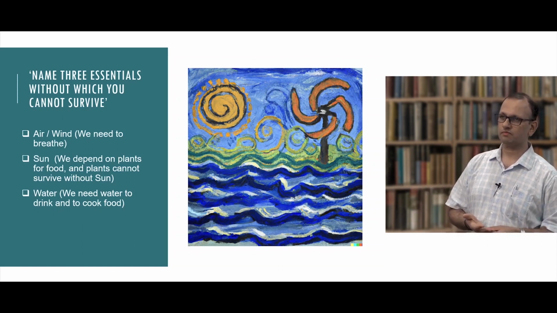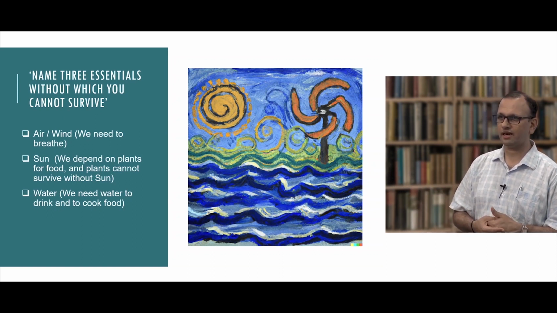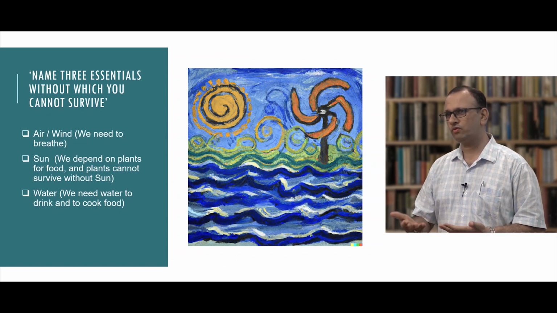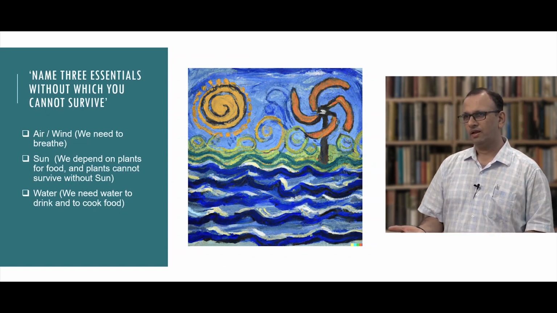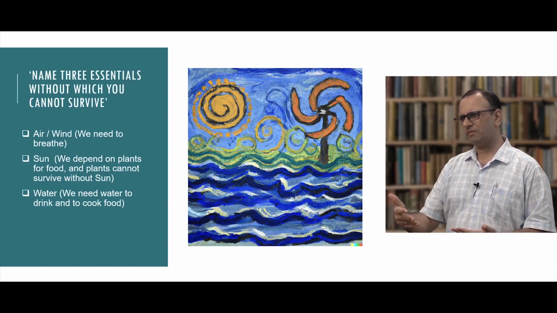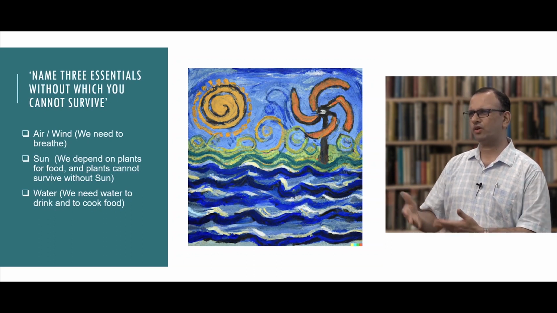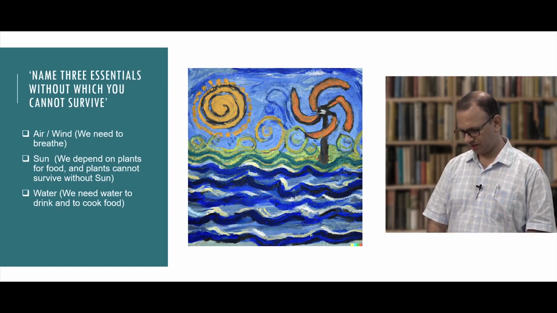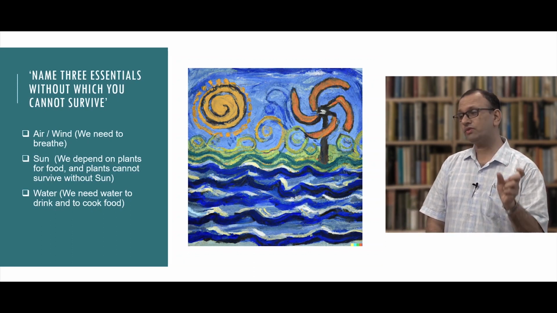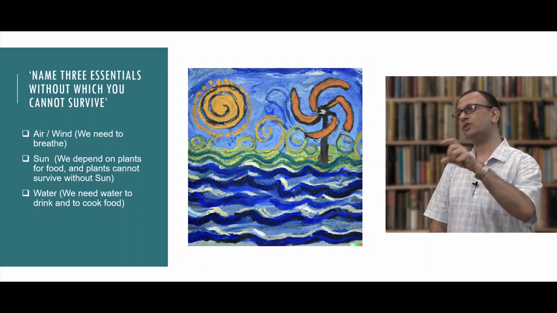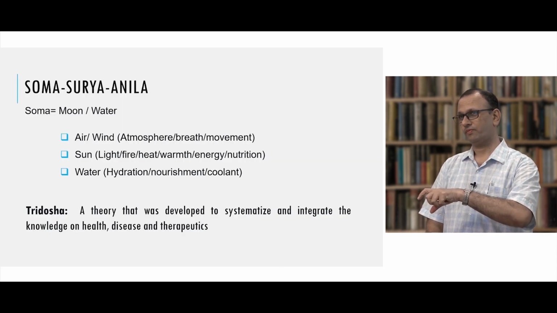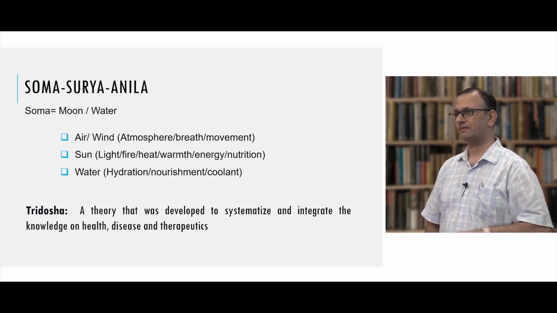And third one is water. We need water to drink and also to cook food, right? So without water also, we cannot survive. So possibly these are the 3 very essential things without which we cannot survive, right? So this was the fundamental based on which Tridosha theory was evolved, right? Soma, Surya and Anila.